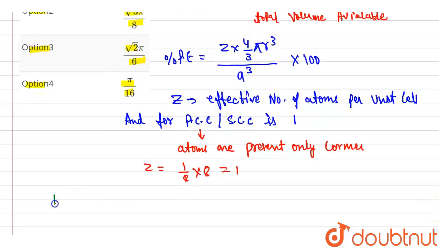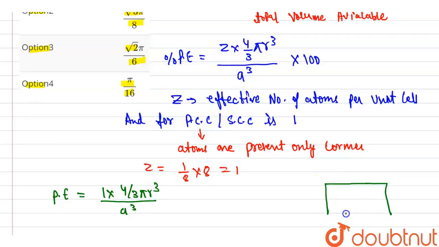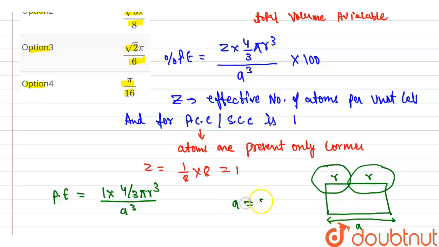Now we discuss the packing efficiency, which is equal to 1 into 4 by 3 pi r cube upon a cube. Now we discuss a figure. This is our cube and this is our sphere. Here a is the edge length of the cube and r is the radius of the sphere. So the relation between a and r is a is equal to 2r.